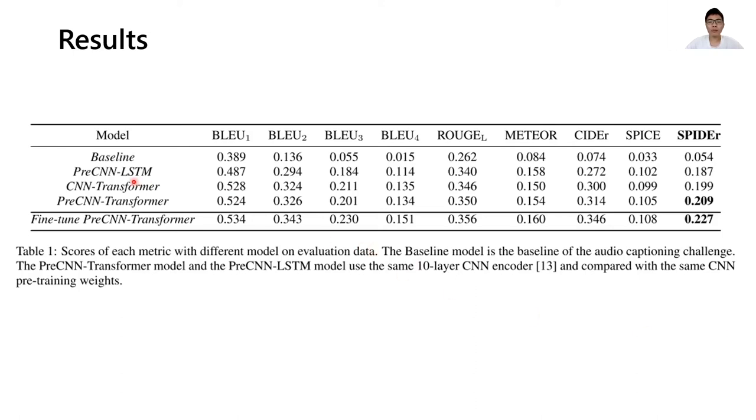To compare the ability of different decoders, CNN LSTM and CNN transformer are compared with the same pre-trained CNN encoder. The respective scores are 0.187 and 0.209. For the same features extracted from the encoder, the transformer decoder performs better than the LSTM decoder in all evaluation metrics. We can also see that pre-CNN transformer gets a higher score than CNN transformer. This result confirmed the effectiveness of our pre-training method. Finally, fine-tuning is applied and achieves a score of 0.227 on evaluation data.